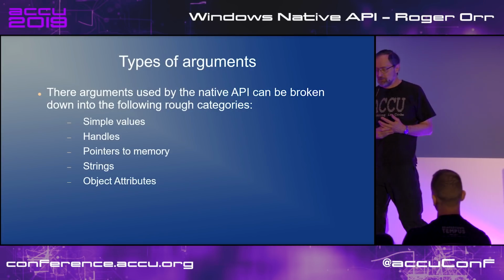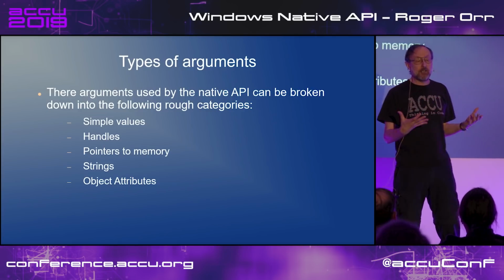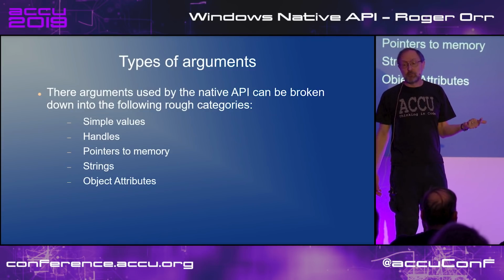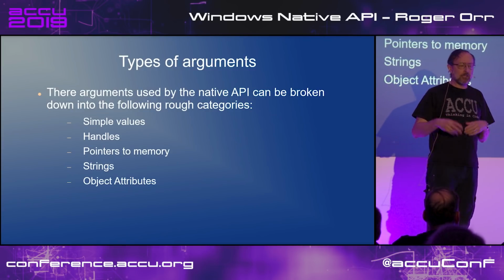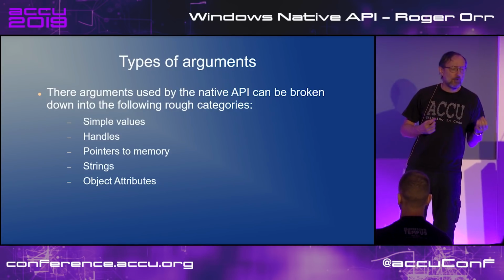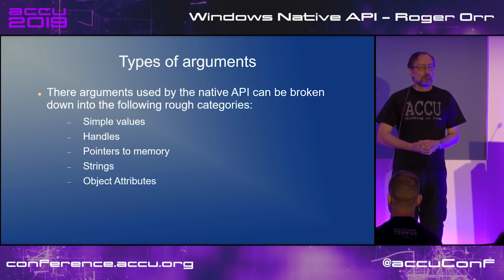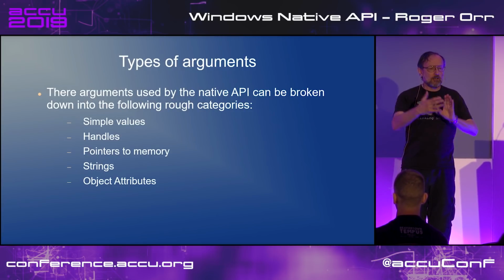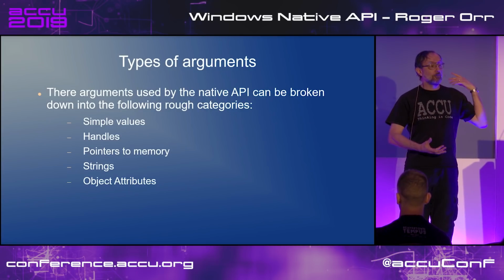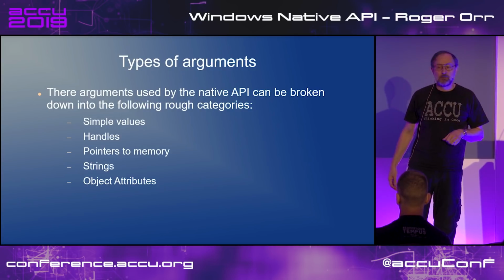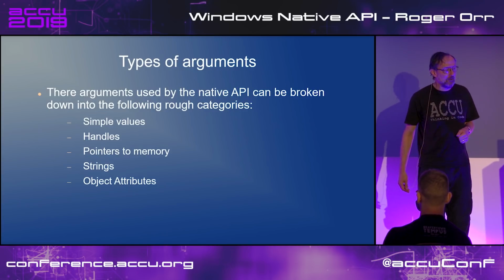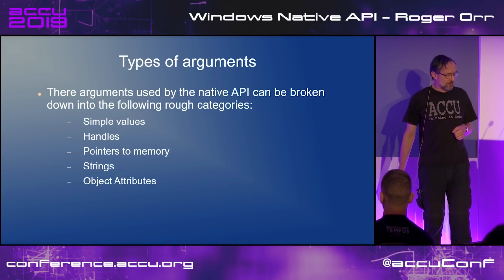So looking at the sorts of arguments that we can pass into a native API, there's simple values, there's handles. We've seen both of those already. And then there's some more complicated things. More complicated in the sense either they're richer structures or just harder to deal with. So pointers to memory. What sort of memory? How big? What access rights have you got? Is the memory still there because it might have been swapped out? All those sorts of questions. Strings. Strings are fun, aren't they? How long is a string? Where does it stop? And object attributes.